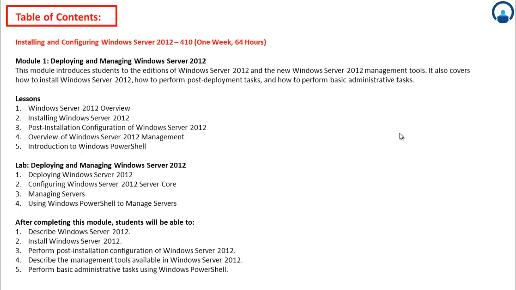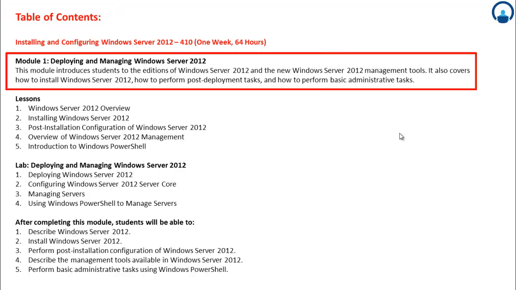Table of Contents. Installing and configuring Windows Server 2012, 410. This is a 1-week course for 64 hours. Module 1. Deploying and managing Windows Server 2012. This module introduces students to the additions of Windows Server 2012 and the new Windows Server 2012 management tools. It also covers how to install Windows Server 2012, how to perform post-deployment tasks, and how to perform basic administrative tasks.